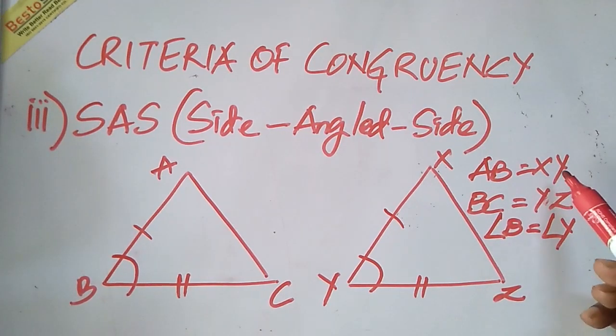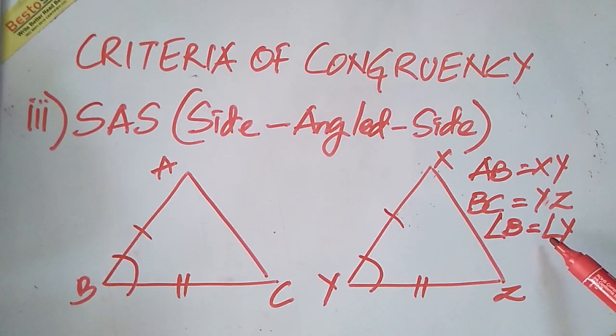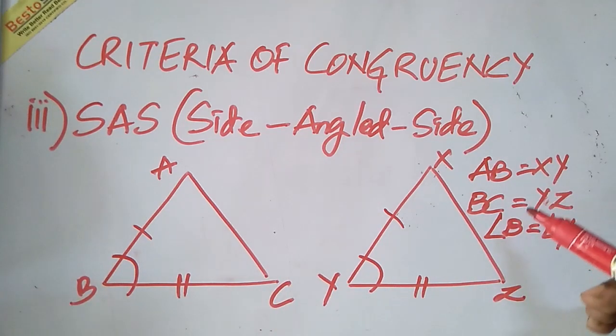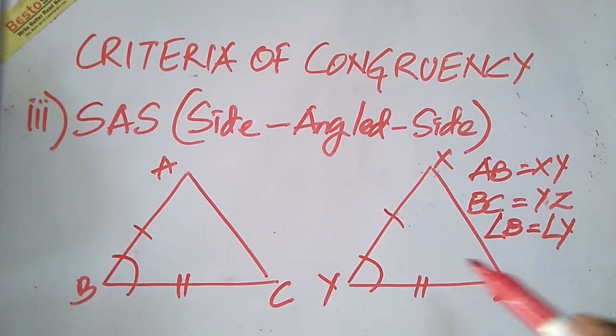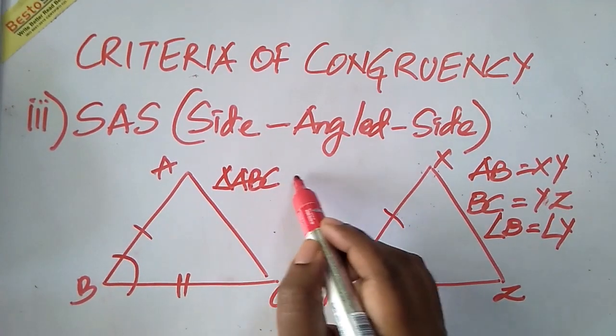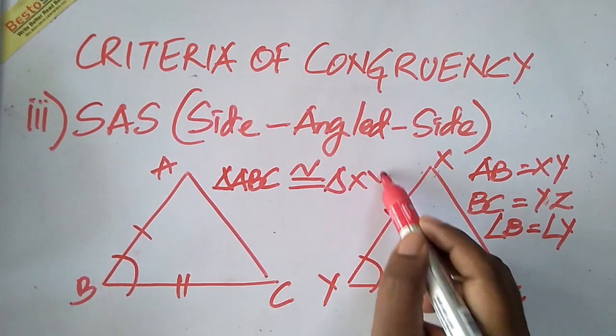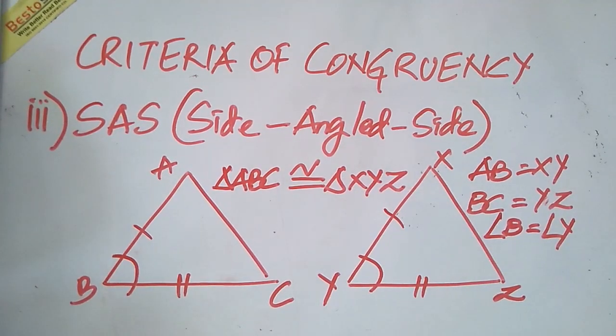Now you notice here that we have two corresponding sides same, and one corresponding angle same. So in this case, once this criteria is fulfilled, we can say that triangle ABC is congruent to triangle XYZ. Right? It's quite simple to understand.